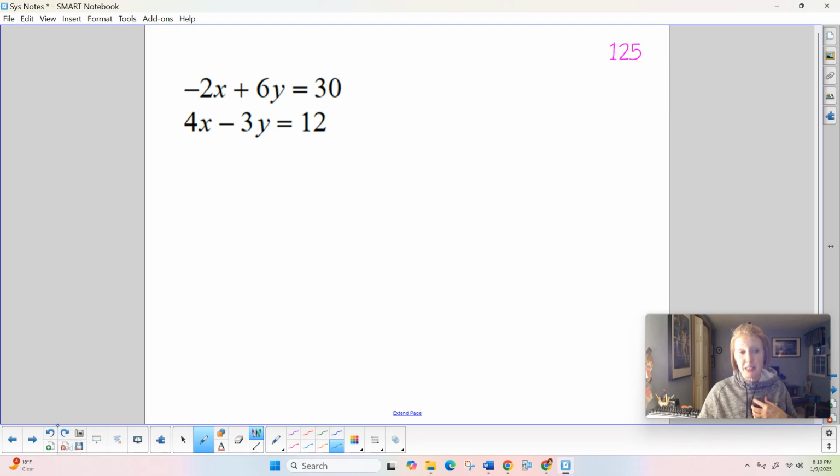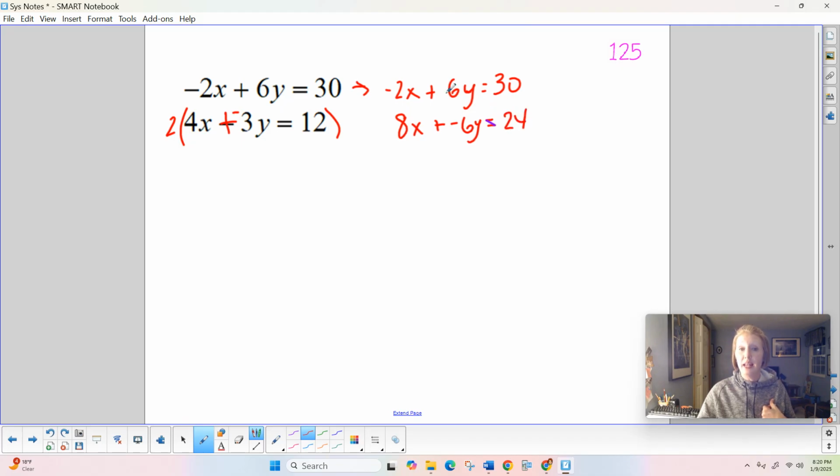If you're watching this problem, this is the top right problem. Again, looking at my numbers here, I'm going to change this here so I see it. You could easily make a match with the x or the y. I'm going to make a match with the y this time and multiply the bottom by 2. So my top is going to stay the same as negative 2x plus 6y equals 30. And then for that bottom equation, just make sure you're multiplying everything by 2. So I get 8x plus a negative 6y equals 24. And now my match is in with my y's, and they are opposite matches.